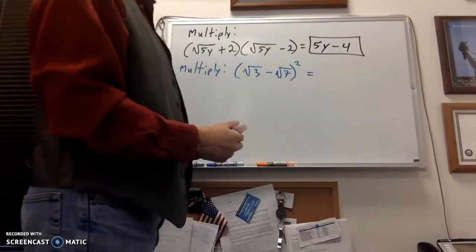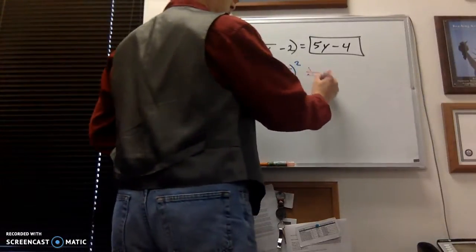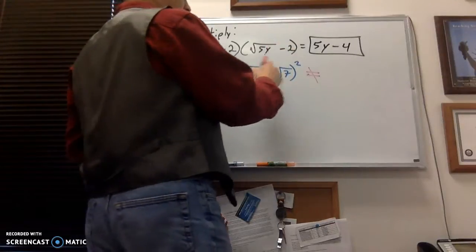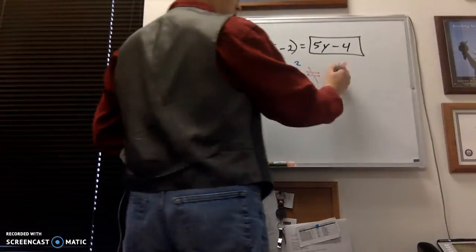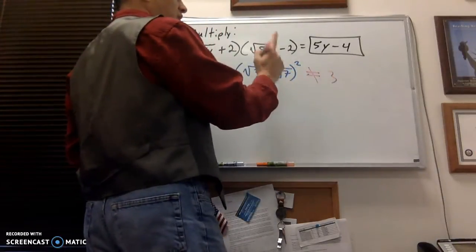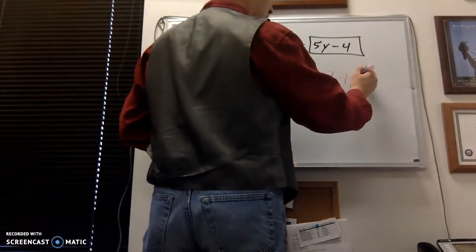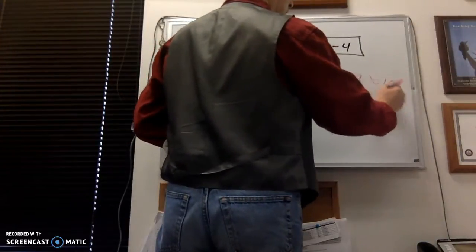Please, please, please tell me you did not try this. So red's bad. Oh, just distribute the 2 through. So square root of 3 times the square root of 3 is 3. Negative root 7 times the negative root 7 is a positive 7. Oh, your answer's 10. No, it's not.